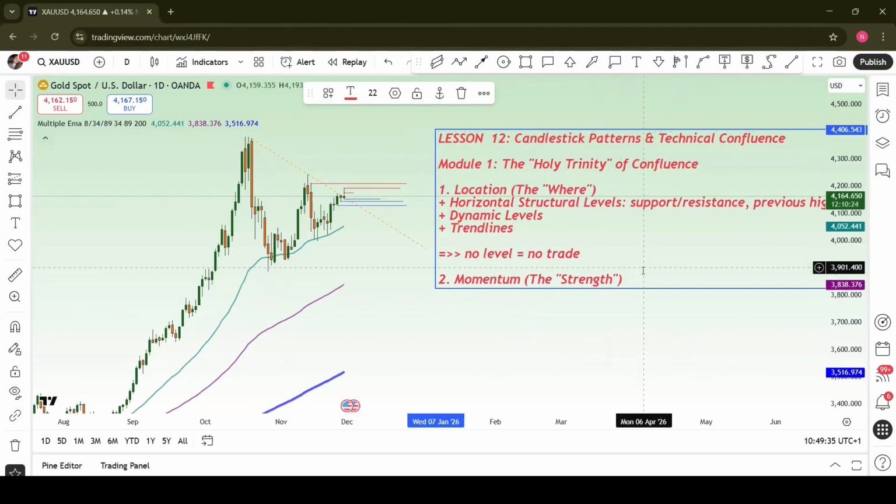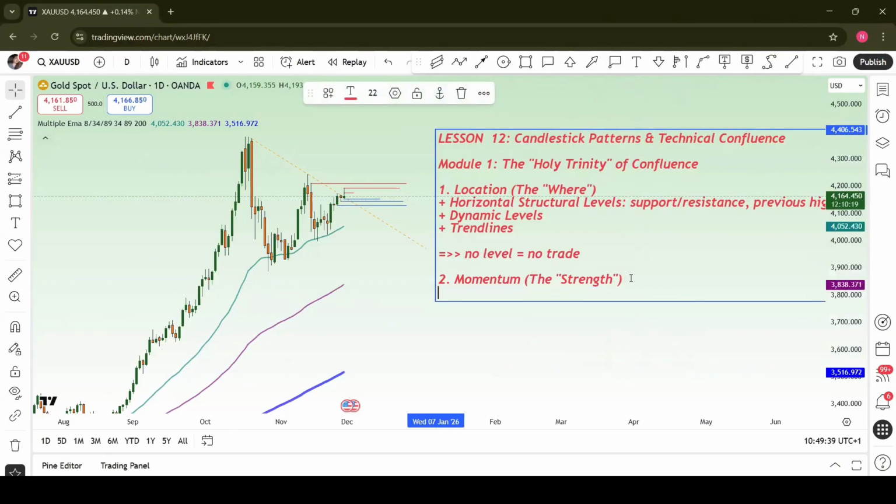Okay, we turn into red. Momentum, that is the strength of the candlestick pattern that's forming. We can use RSI, a very familiar indicator, to measure the momentum of the market, of the price. RSI is the Relative Strength Index.